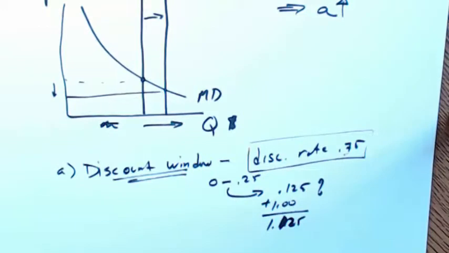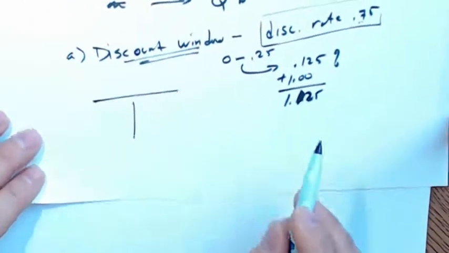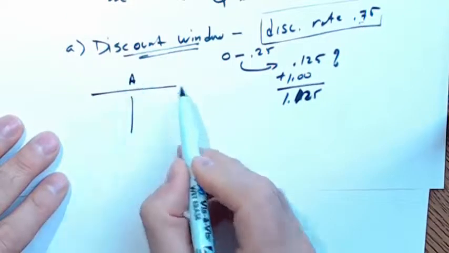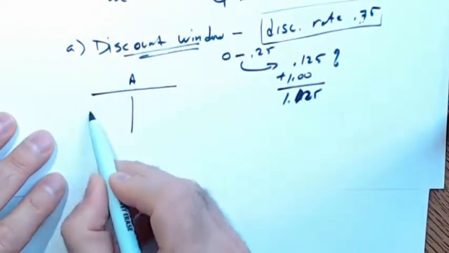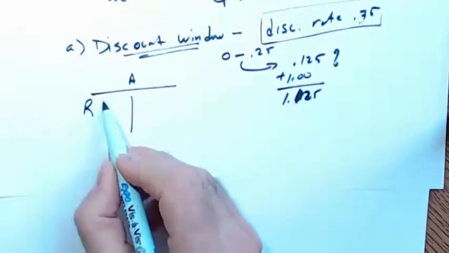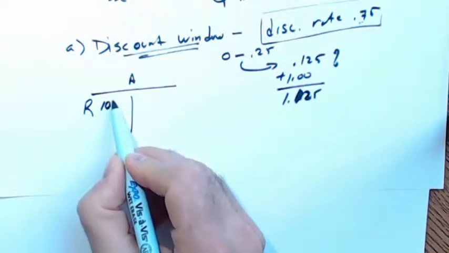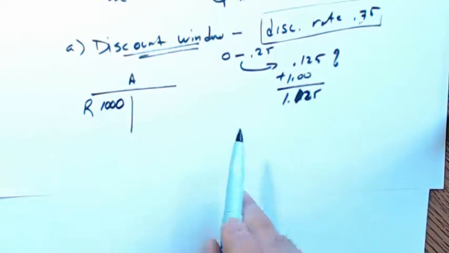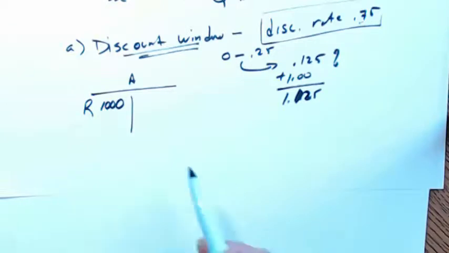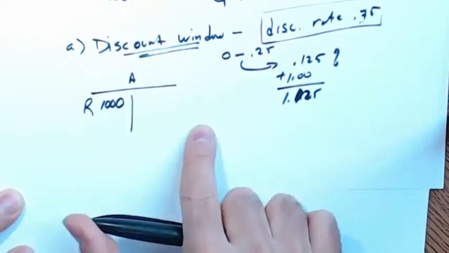And so, let me use a new T account. Let's say the bank wanted to borrow money through the discount window, Bank A, and it could borrow the money, and then it would have the reserves on its books, right? It would have the reserves here, let's say it borrows $1,000, and so now it has reserves that could be assumed to be excess reserves that can be lent out and just continue that multiplier process.